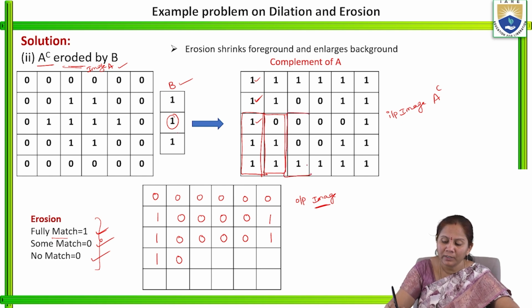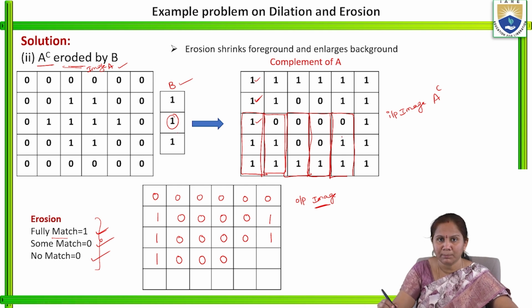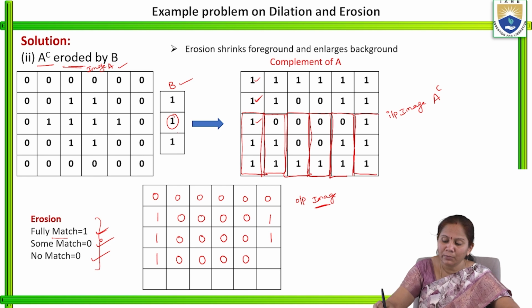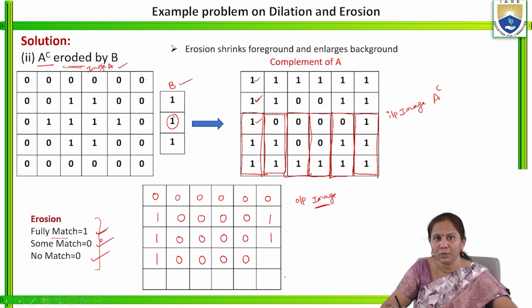Now if we shift the structuring element, 0, 0, 1 is also only some match, so 0. Similarly, if we shift the structuring element, it is not fully matched with B, so the output will be 0. To find the next element, it is not matching with the structuring element, only some match, so the output will be 0. And coming to the last pixel value, all are ones, and the B element also has all ones, so it is fully matched and the output value will be 1.